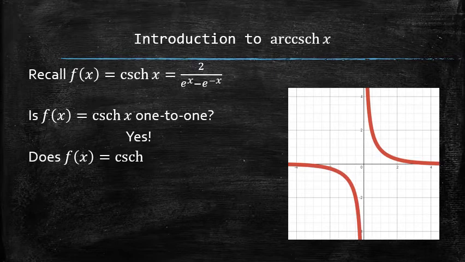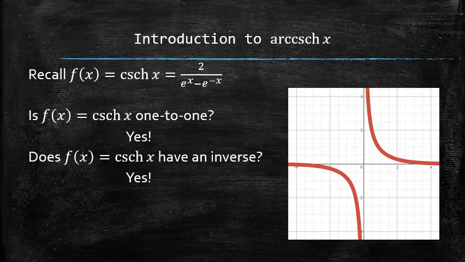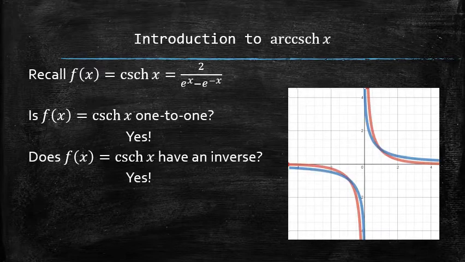Does this function have an inverse? The answer is also yes, because all one-to-one functions have inverses. And here's what it looks like. We call this function the hyperbolic arc cosecant of x.